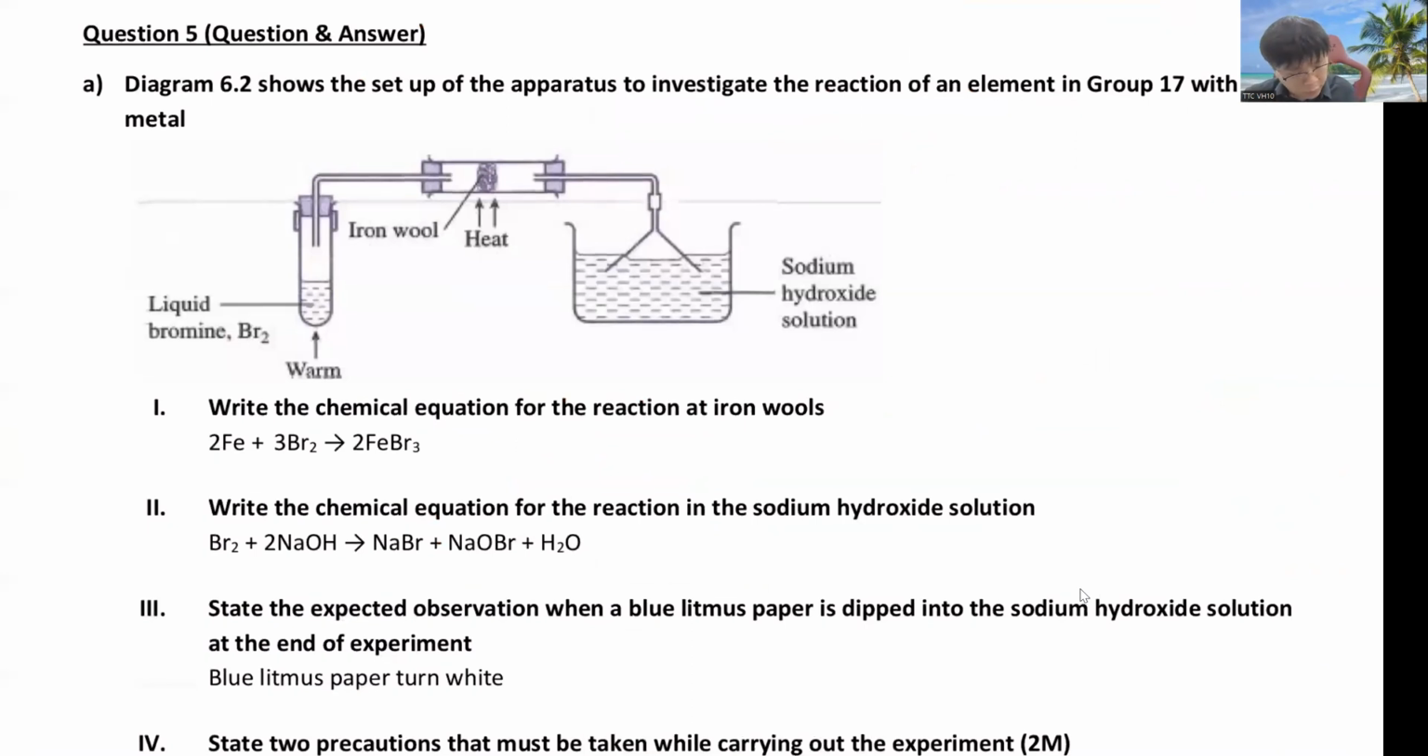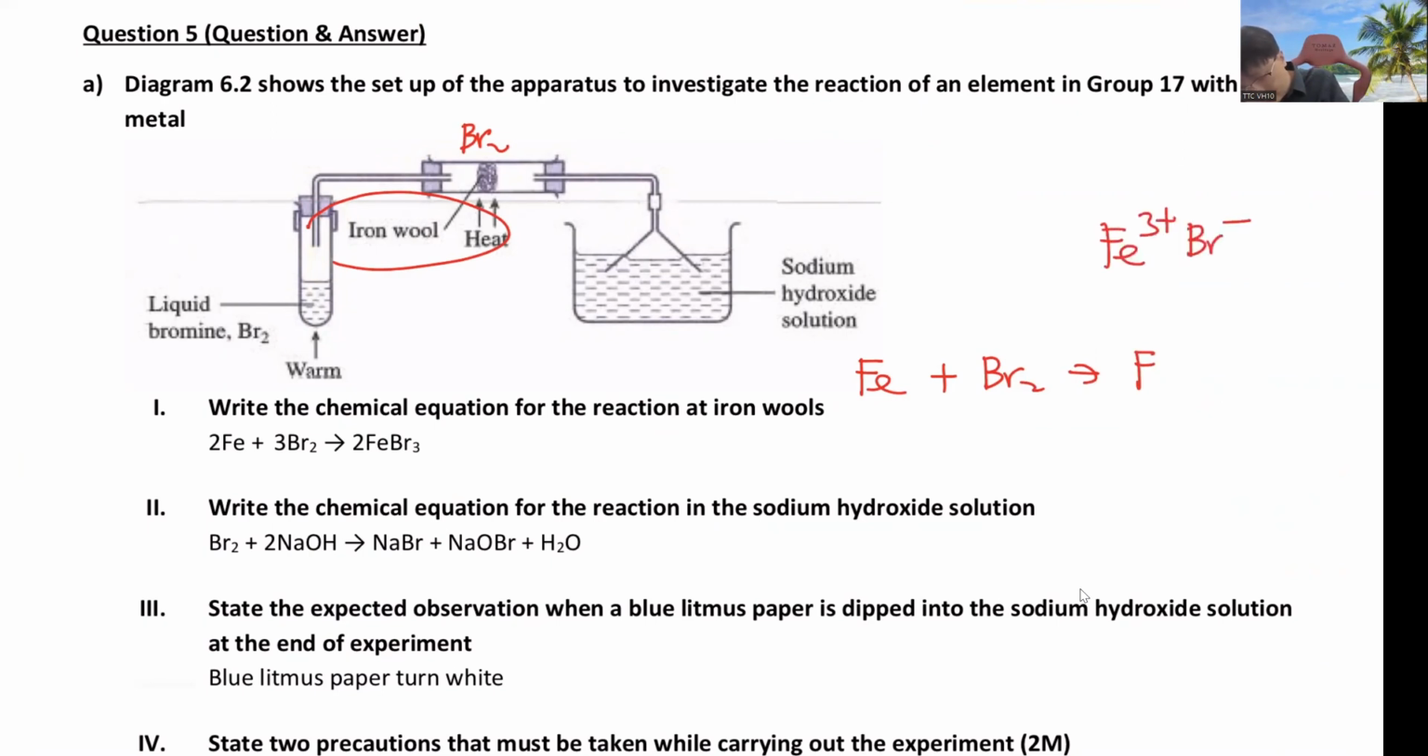Look at one of the questions here. You can see the bromine: when you heat the bromine, it will vaporize and react with the hot iron wool here. The chemical equation is Fe plus Br2 becomes Fe3+ plus Br minus, becoming FeBr3. Balance the equation: 2 times 3, then 3 times 2, then put a 2 here.